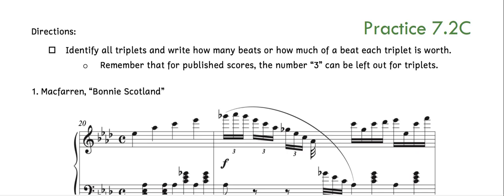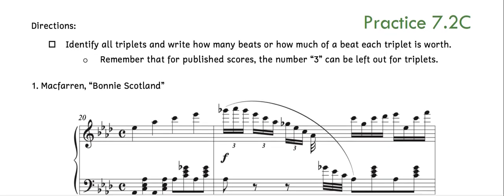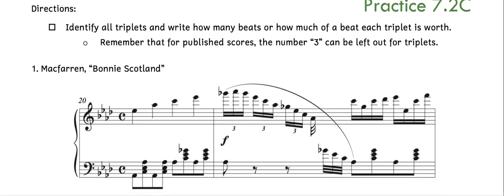Directions. Identify all triplets and write how many beats or how much of a beat each triplet is worth. Remember that for published scores, the number 3 can be left out for triplets. I'm going to go ahead and do number 1. You're welcome to follow along, but if you feel comfortable, go ahead and do all 3 on your own, pause the video, and press play when you're ready.